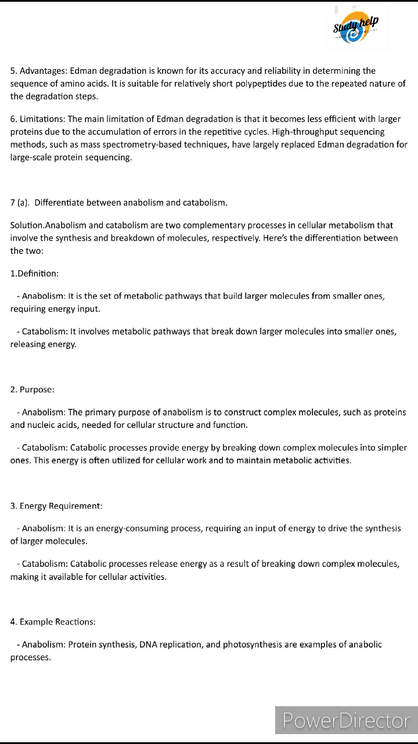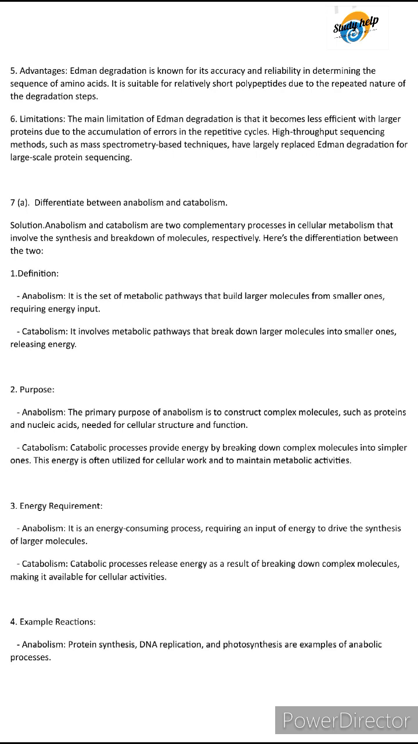5. Advantages. Edman degradation is known for its accuracy and reliability in determining the sequence of amino acids. It is suitable for relatively short polypeptides due to the repeated nature of the degradation steps. 6. Limitations. The main limitation of Edman degradation is that it becomes less efficient with larger proteins due to the accumulation of errors in the repetitive cycles. High-throughput sequencing methods, such as mass spectrometry-based techniques, have largely replaced Edman degradation for large-scale protein sequencing.